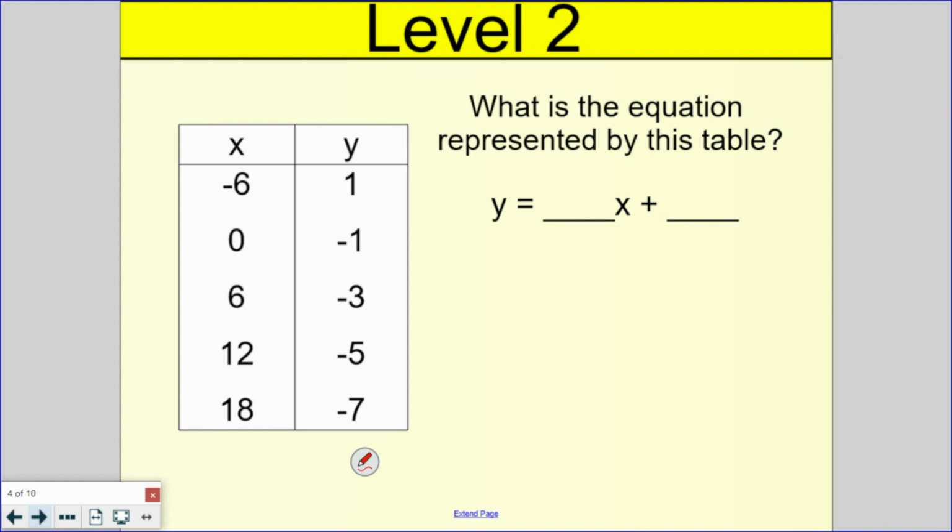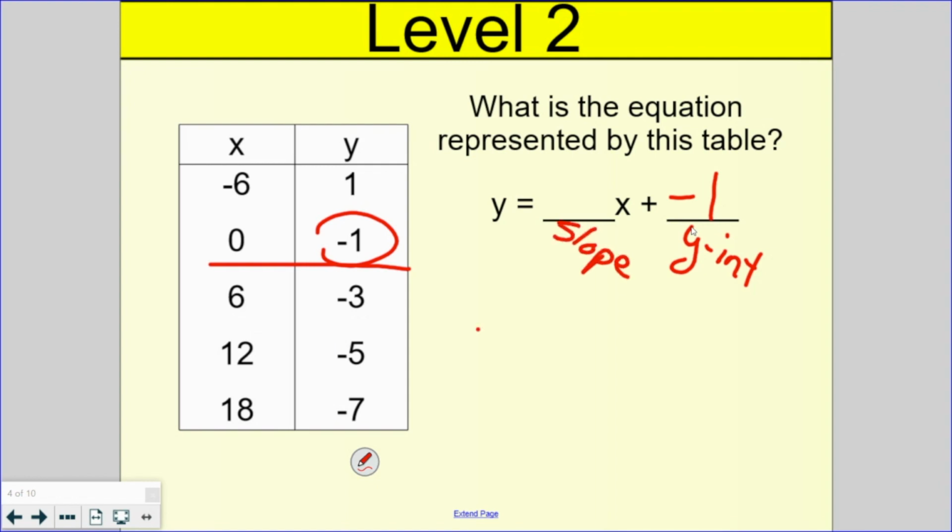Here we have an equation. We want to write the equation represented by this table. I like to put the y-intercept in here first, especially on a table when we go look. The y-intercept is where x is 0. So what is our y-intercept here? It's -1. Okay, now we need to go through and find the slope.